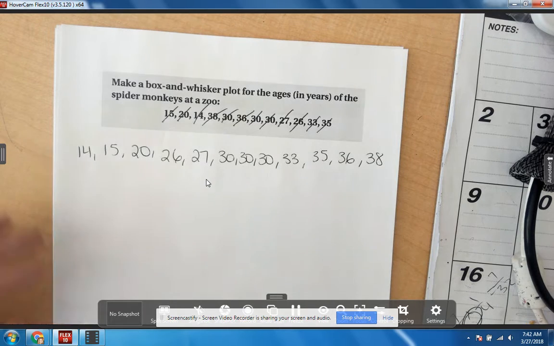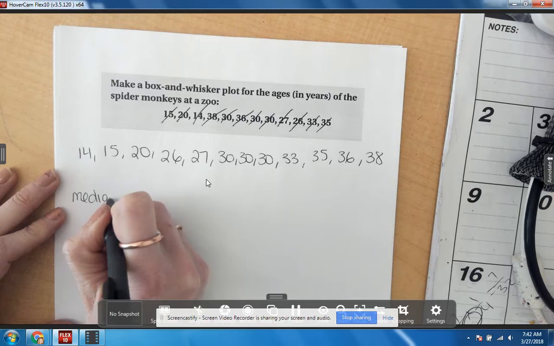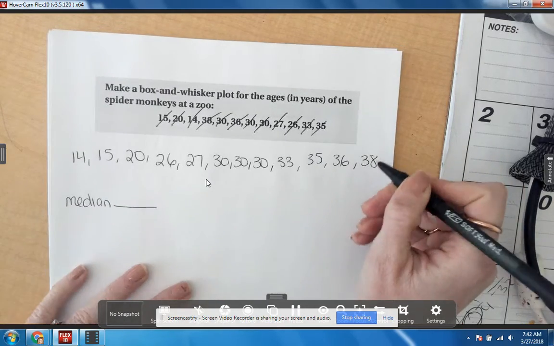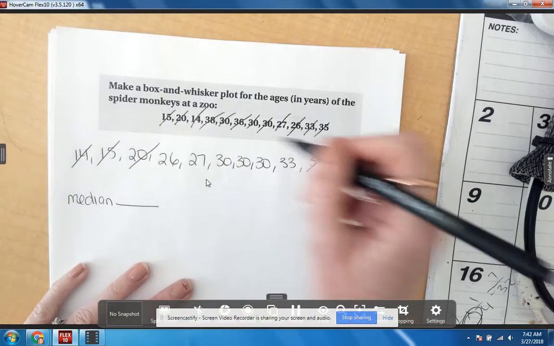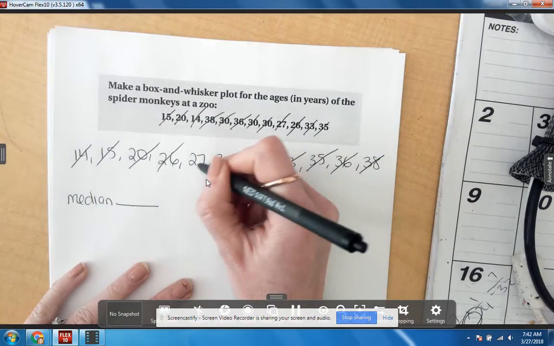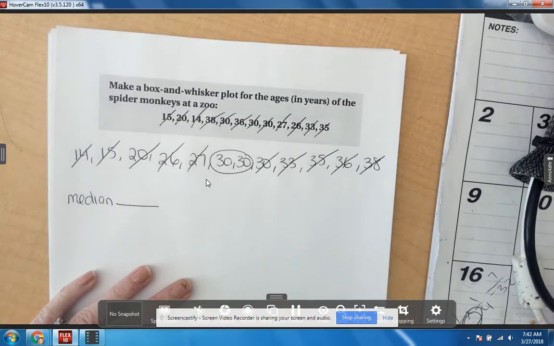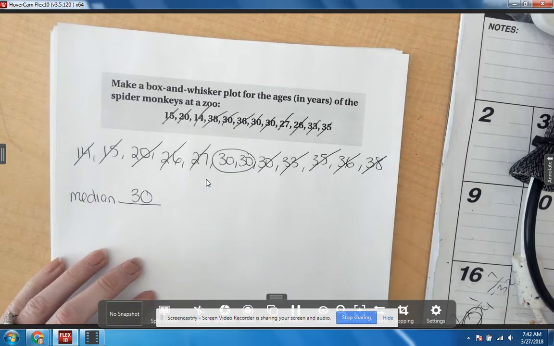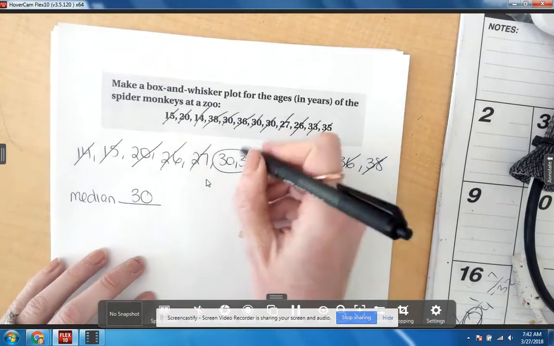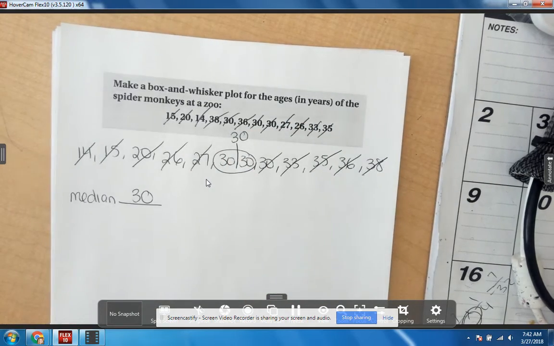Now I want to find the 5 number summary. So I'm going to write what the stuff is. So I want to find the median, which is the number in the middle. So I'm going to cross out one left and right till I get to the middle. All right, we have 2 numbers in the middle. So you would add them up and divide by 2, but they're the same exact number, so it's going to be 30. So our median is 30. Now, if there's 2 numbers in the middle, you have to draw in your median, even though it's 30. We still have to draw it in, okay?